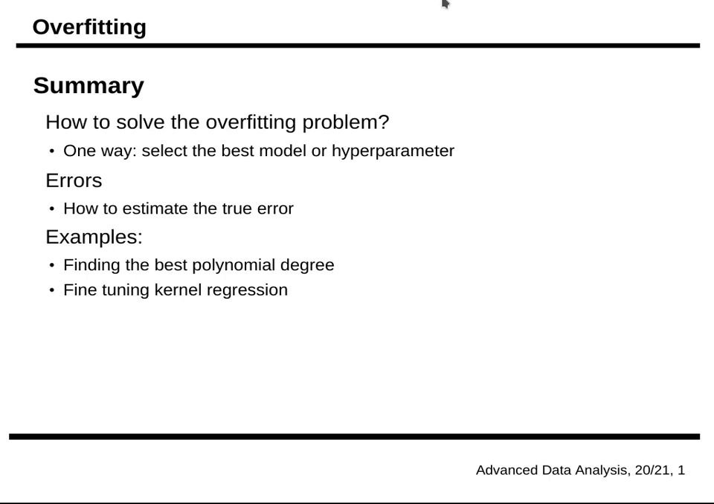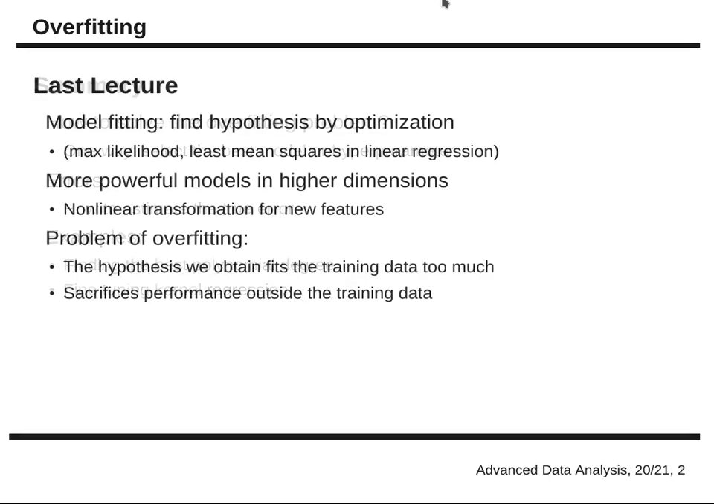After training our model, we can fit the parameters of our model. We have a specific instance of that model, a hypothesis, and we can try to estimate how good that hypothesis is. We're going to see two examples: finding the best degree for a polynomial regression and fine-tuning a kernel regression. I'm going to explain what a kernel regression is, but the idea is similar to what we saw with moving averages and so on. It's a simple form of regression which has hyperparameters that we can adjust.